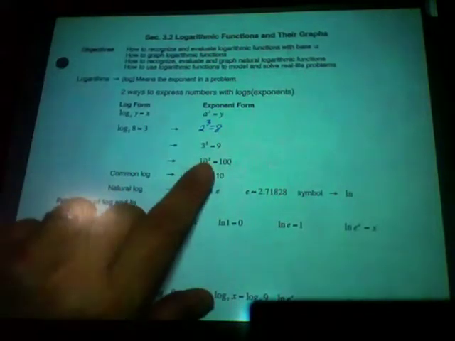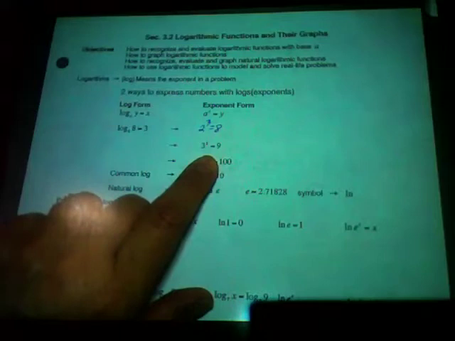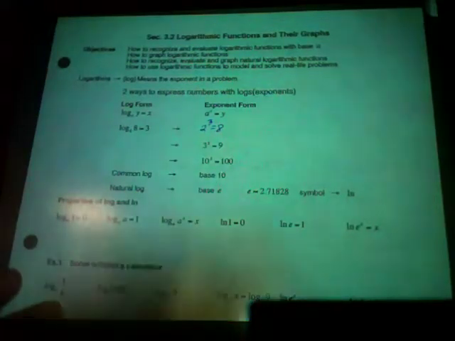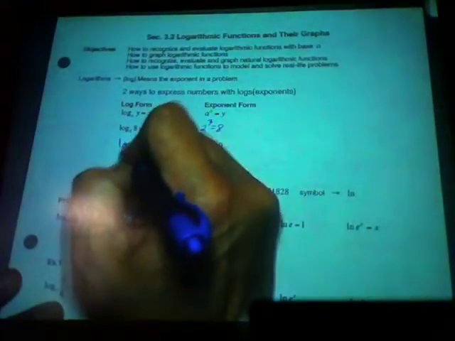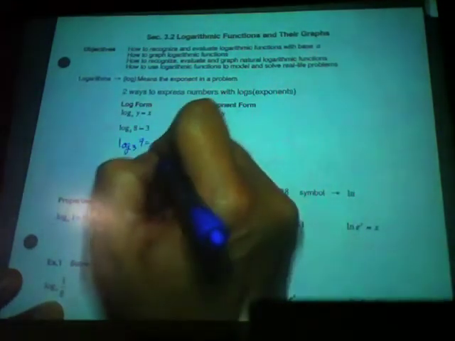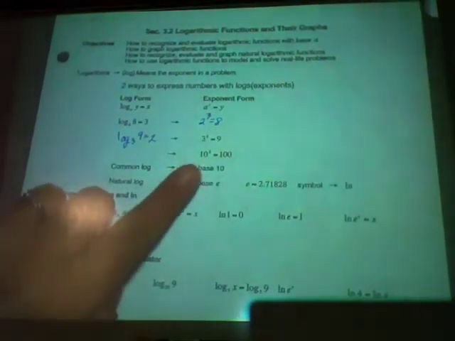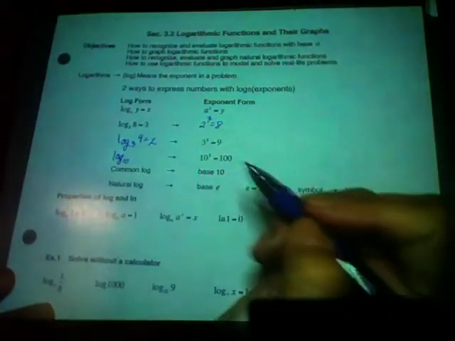So here's the exponential form. 3 squared equals 9. You agree that's true. So write it in its log form. Log base, same base, right? 3 of what? 9 equals 2. Good. What about this one? Log base 10 of 100 equals 2.